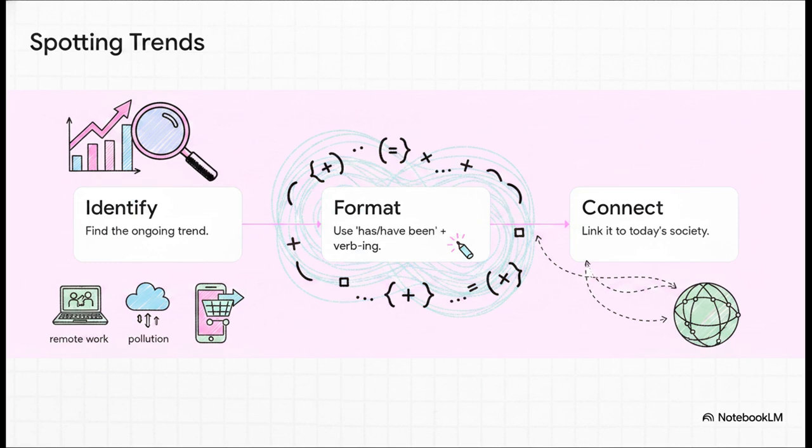If you want to use this, just follow these simple steps. First, identify your ongoing trend, like remote work, pollution, or online shopping. Second, use your has or have been plus the ing verb. And third, connect it to today's society. So instead of just saying, people shop online, apply the glow-up. People have been increasingly turning to online shopping. It's really that easy to instantly sound more academic.